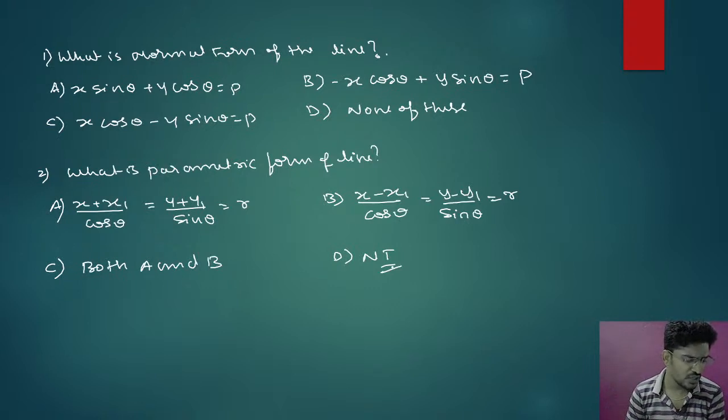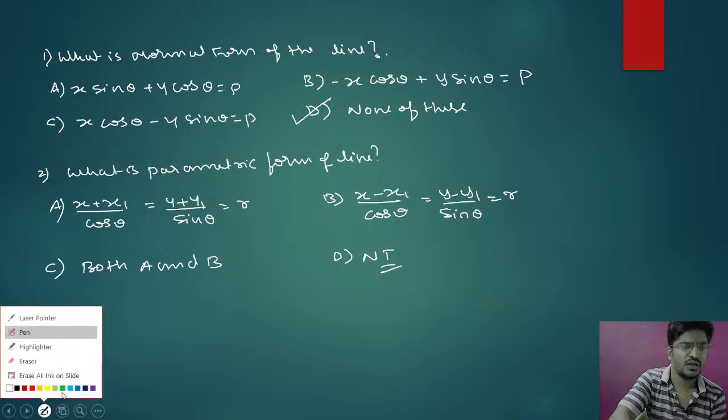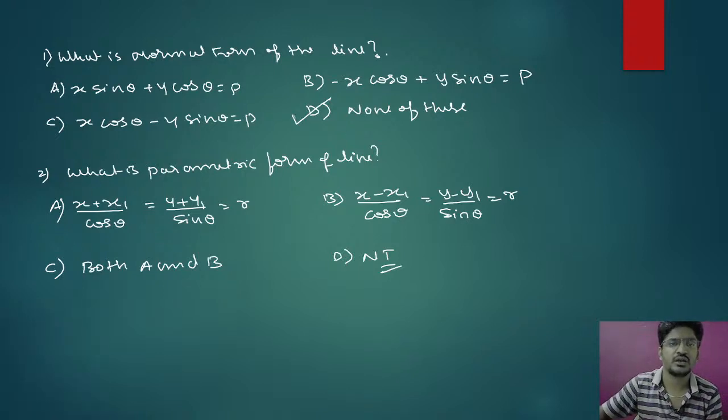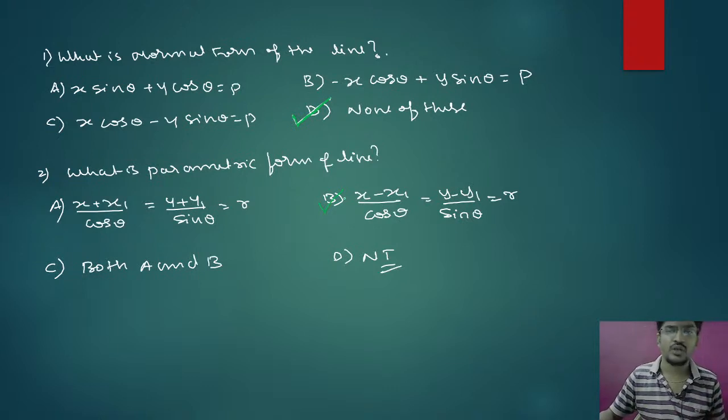Some of you are giving the answers for both the problems, so be careful. For the first one, option D is the correct answer, that is none of these. And for the second question, x minus x1 by cos theta equal to y minus y1 by sin theta equal to r. That is the right answer.